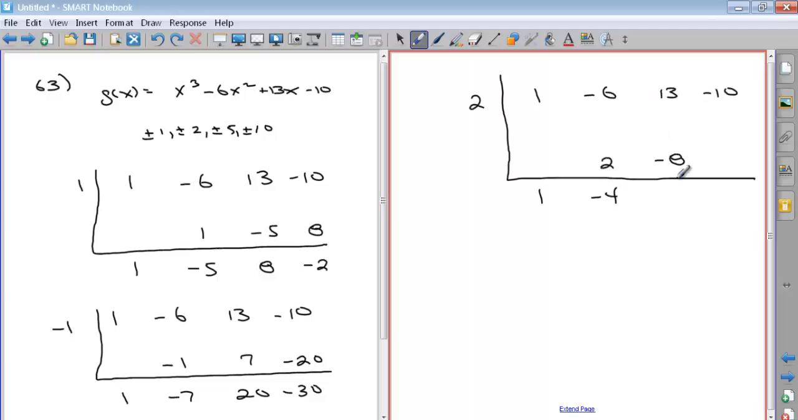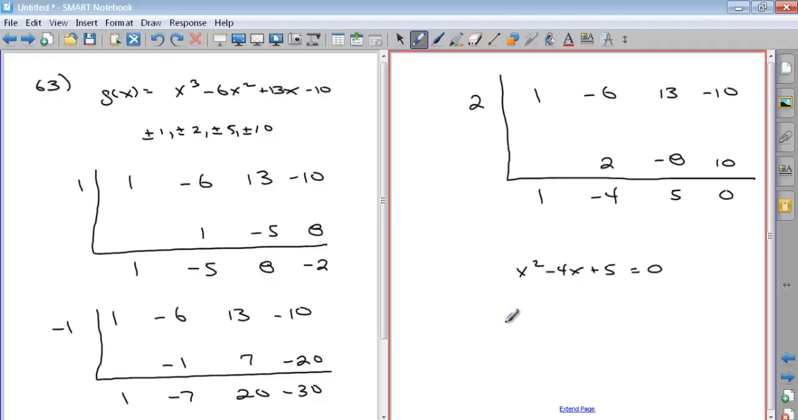So 13 minus 8 is 5. 2 times 5 is 10. Add those together, you get 0. So what you're left with is the equation x squared minus 4x plus 5 is the remaining one that we need to factor. And you think, okay, well, the factors of 5 are 1 and 5. The problem is it's positive. So if you did 5 and 1, you add them together, you get 6. That's not going to work. So I have to use something else.